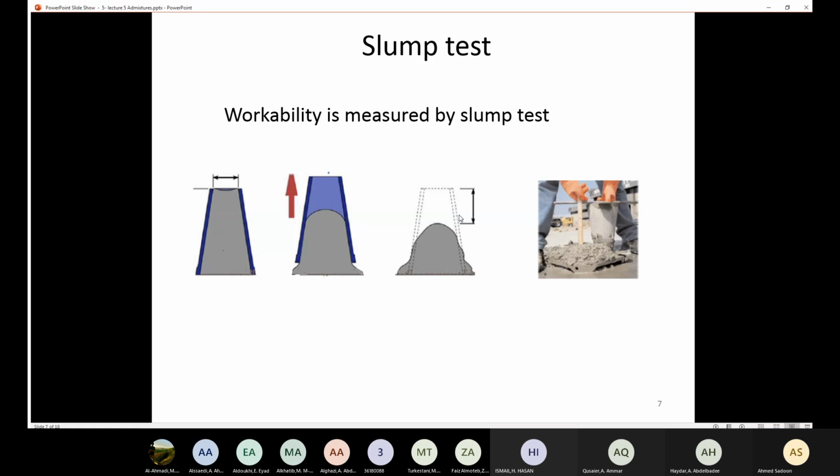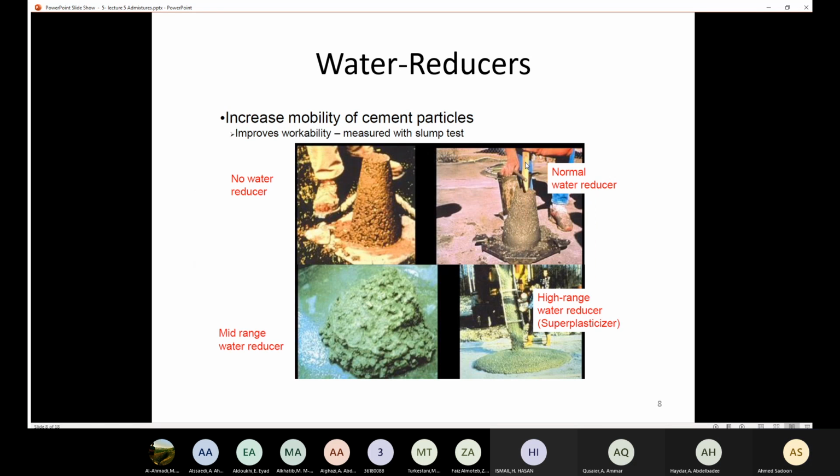So usually we are going to assess the workability at the job site. So let's see how the water reducers are going to improve the workability.